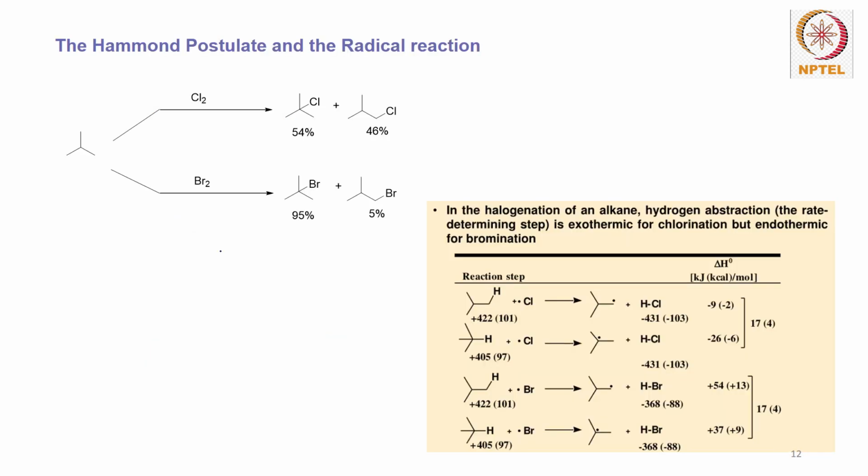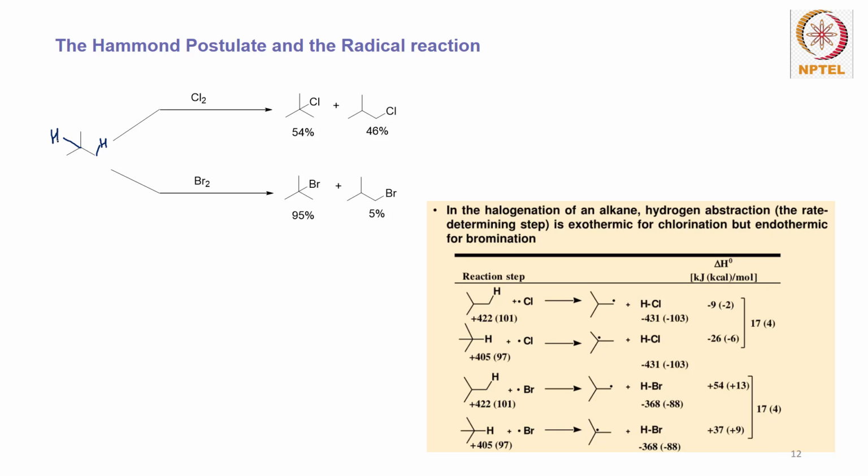Now we can use this Hammond postulate to explain radical reactions also. So if we see a radical reaction and if we take an alkane and perform chlorination and bromination, we can get two types of product. First is tertiary halide, second is primary halide. How will the primary halide form? If a proton is taken up from this position, then it will form a primary halide. If a proton is taken up from this position, it will form a tertiary halide.